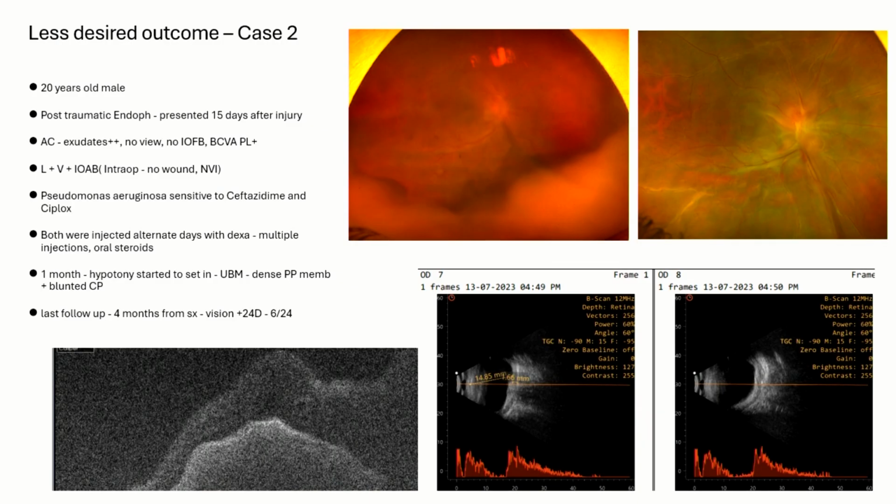This is a post-traumatic case, Pseudomonas, lens with IOFB done. Even though the retina is attached, you can see this axial opacity. He received oral steroids, he received injections, his media cleared. All possible things were done only to land up with a phthisical eye. Even though plus 24D, which is not practically feasible, he's 6/24. Again, this also can happen, even with the best management.